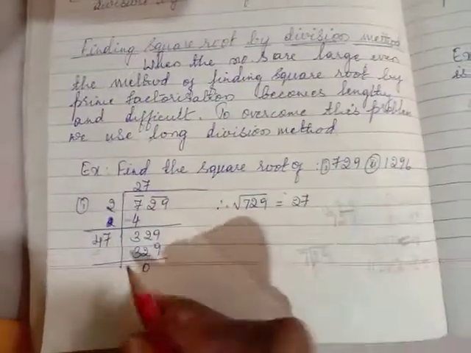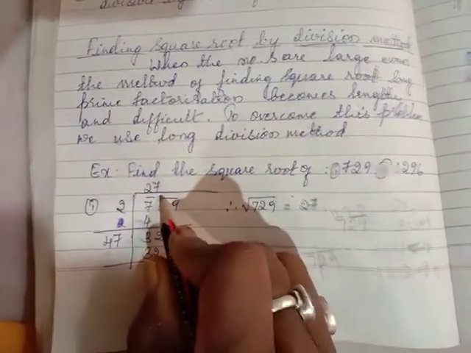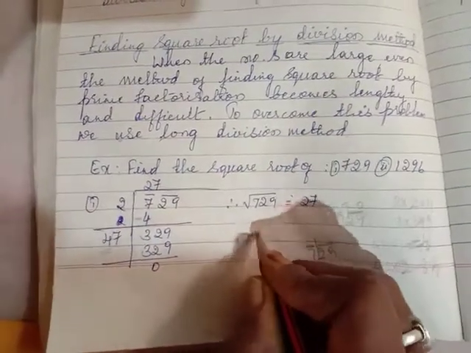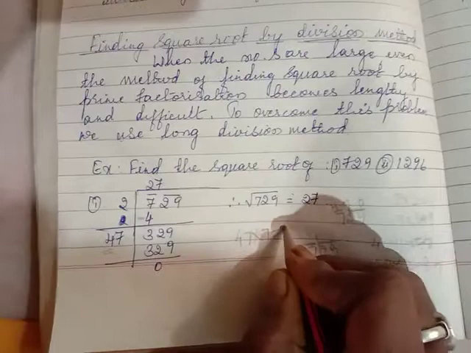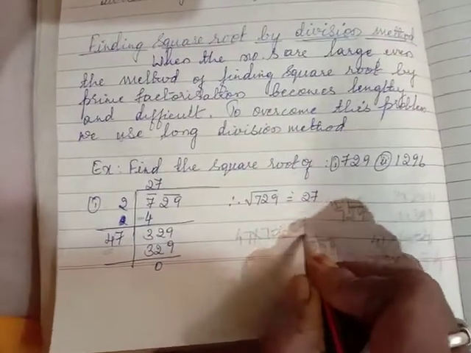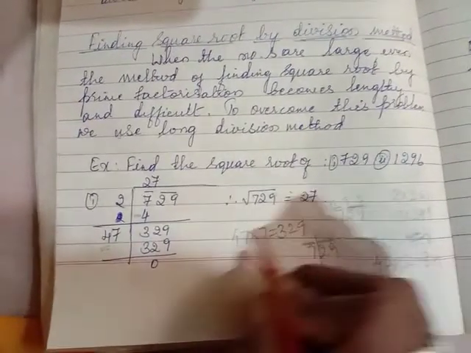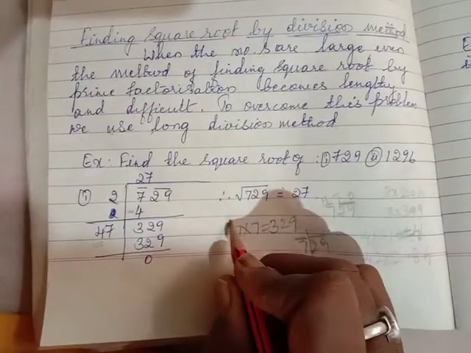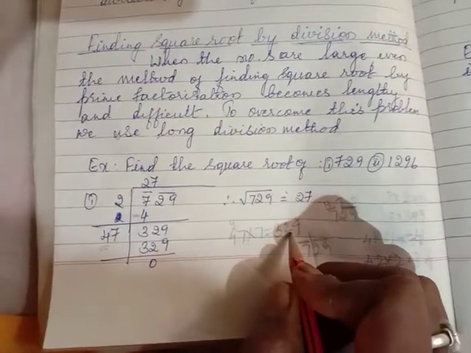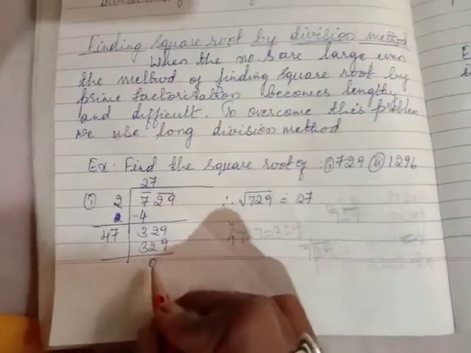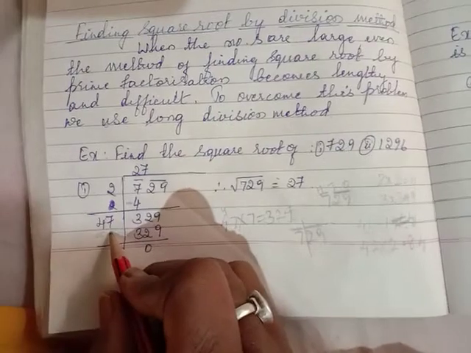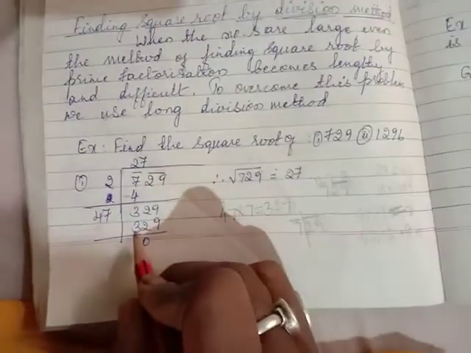At last, how much did I get? 47 into 7, both digits the same, is 329. 7 sevens are 49, 4 sevens are 28 plus 4 is 32. So it is 329, and you get 0. The same number we have to choose here, 7 and 7.